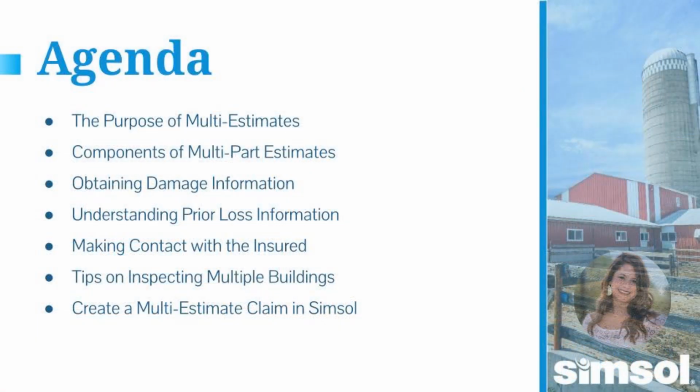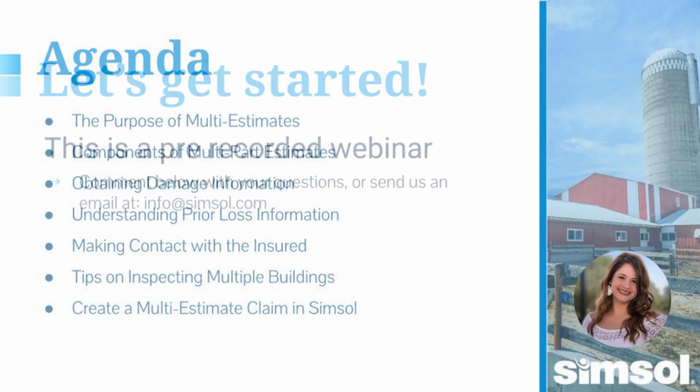All right, now we're going to jump into the agenda. First, we're going to talk about the purpose of multi-estimates. Then we're going to go into the components of it. Then we're going to talk about obtaining the damage information. From there, we're going to talk about understanding prior loss information. Then we're going to go into making contact with the insurer. Then we're going to give you some tips on inspecting multiple buildings. And then from there, we're actually going to create one of these estimates in Simsol.